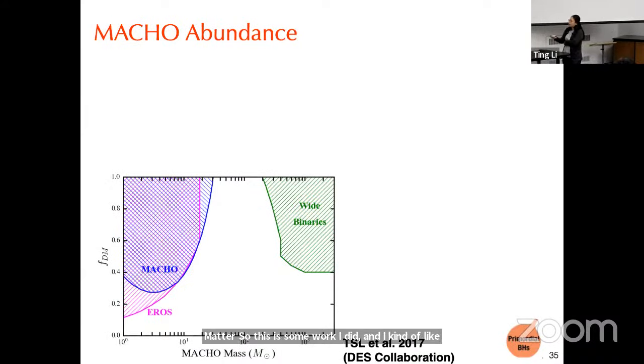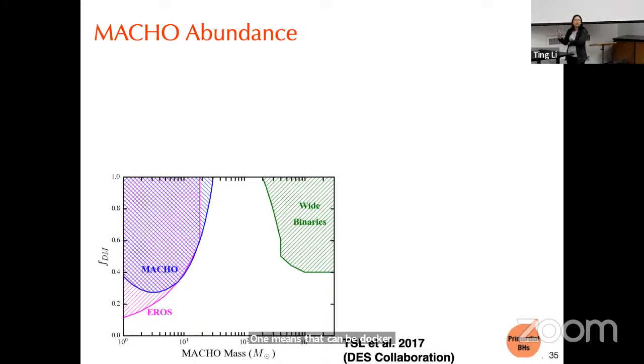This is some work I did, and I connect it also to the dwarf galaxy part. So why is this interesting? This is the MACHO kind of constraint that we have. The y-axis is showing the fraction of MACHOs that can be dark matter. 1 means that it can be 100%.